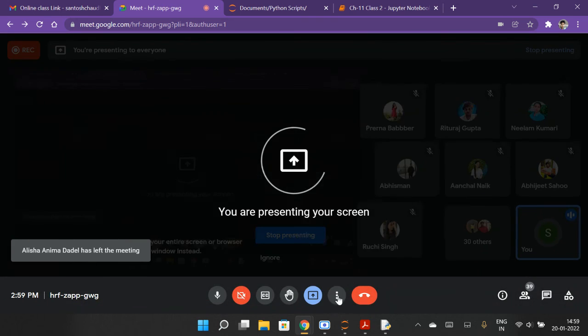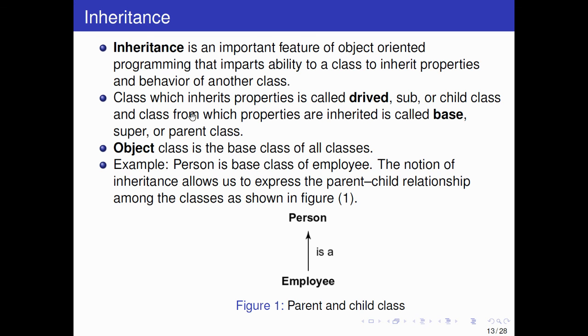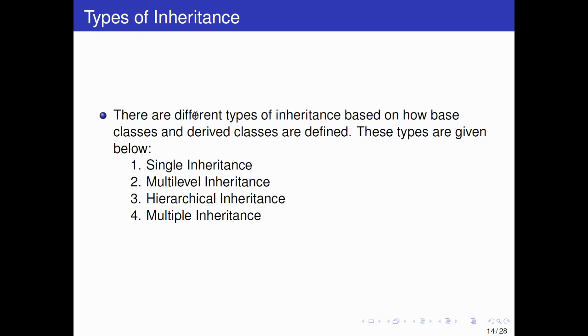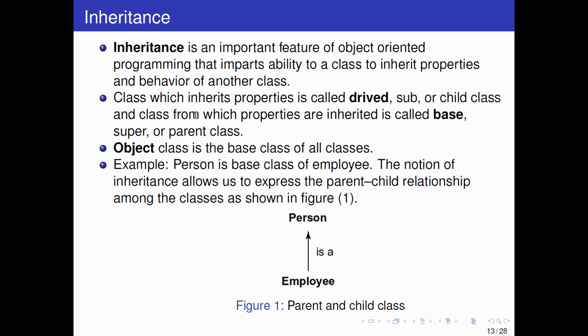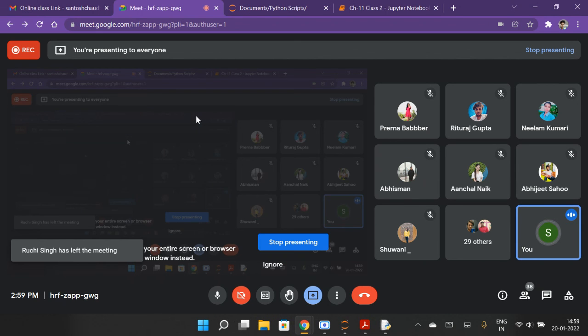Okay, so that's all for today. In the next class, we'll start from here, types of inheritance. So this was just an example of what inheritance is and how you can inherit the properties of the parent class into the derived class. Okay, thank you. We'll meet in the next class.